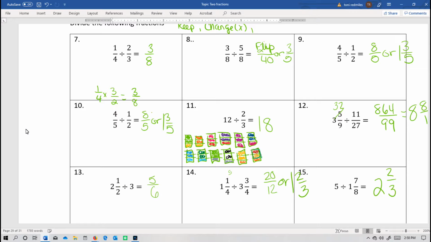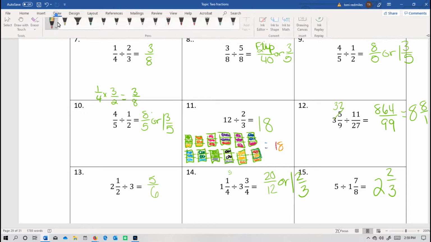So if I count up all my groups, I have 1, 2, 3, 4, 5, 6, 7, 8, 9, 10, 11, 12, 13, 14, 15, 16, 17, 18. I have 18 groups if I take my candy bars and I chop them apart and I put 2/3 of every group together. So if you ever get stuck, try to model division. It will help you get back on track because I can get the same answer of 18.